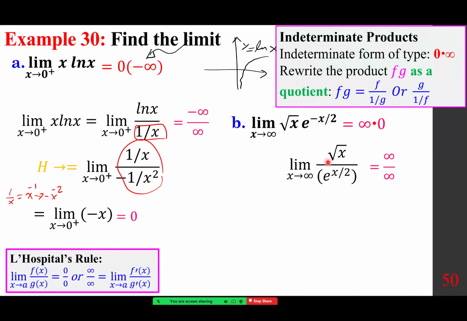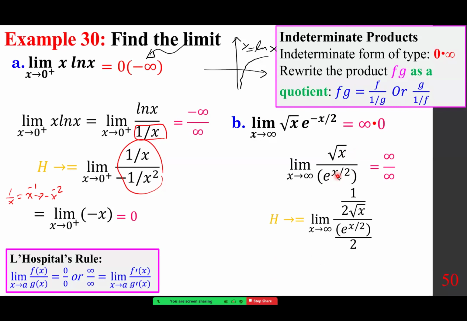We've seen this many times before. By now, we know the derivative of square root of x is 1 over 2 square root of x, or you can do the math. And e to the power of x over 2 is itself times 1/2. This is e to the power of half of x. So this is 1 over 2 square root of x. This is itself divided by 2. Again, we should be comfortable with differentiation by now.